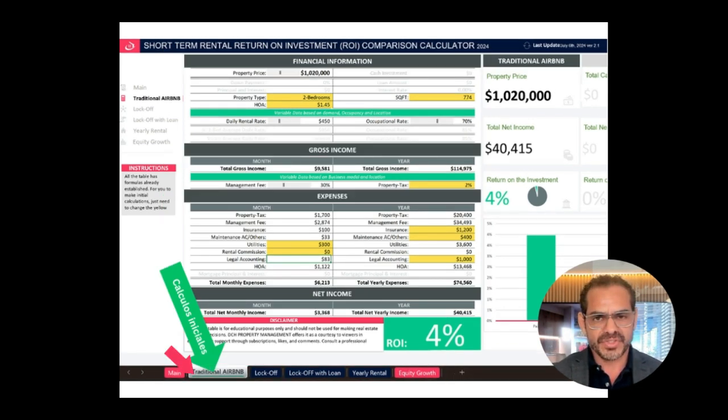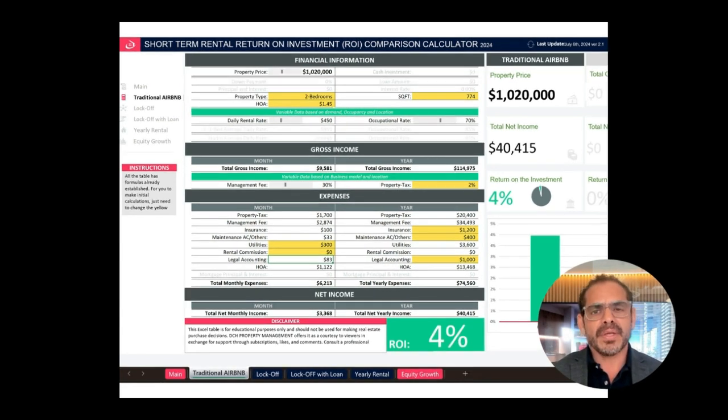We start with the initial calculations in the traditional Airbnb, and then using those same calculations, move on to lockoffs or FlexShare, applying a loan and then long-term rental. So let's start with a calculation where we have a property priced at $1,020,000 with 2 bedrooms and 774 square feet with an association fee of $1.45 per square foot.